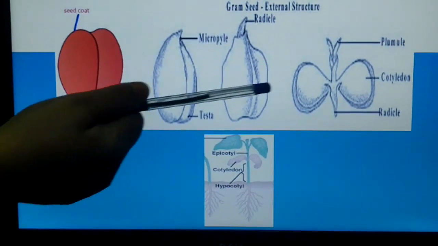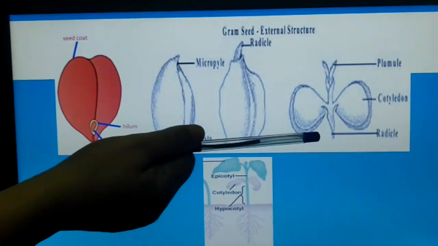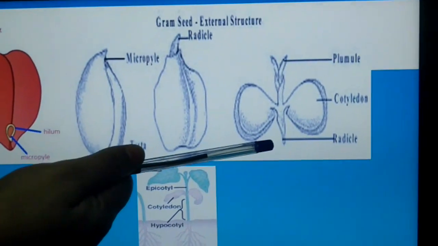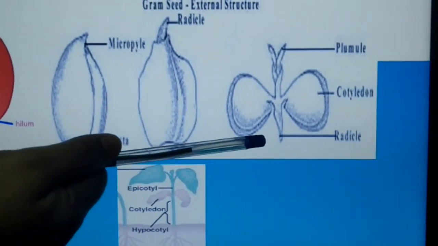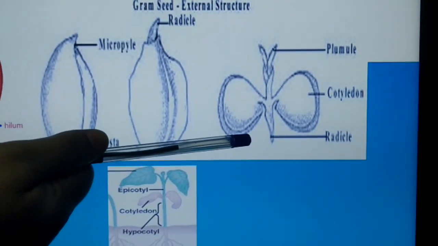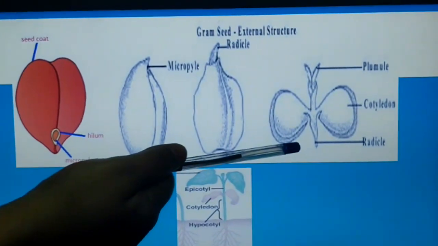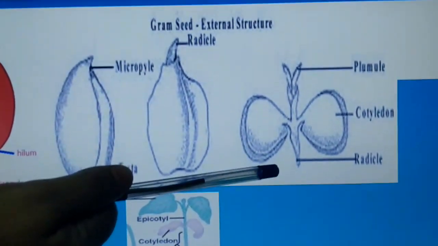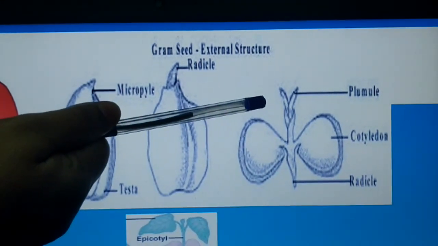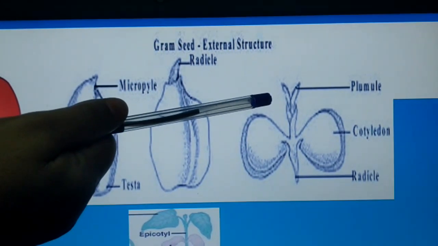The portion of the embryonal axis projecting beyond the cotyledon is called the radicle. It is considered the embryonic root, or the first formed root system. The other end of the axis is called the embryonic shoot, and it is called the plumule. It is the first formed shoot system.